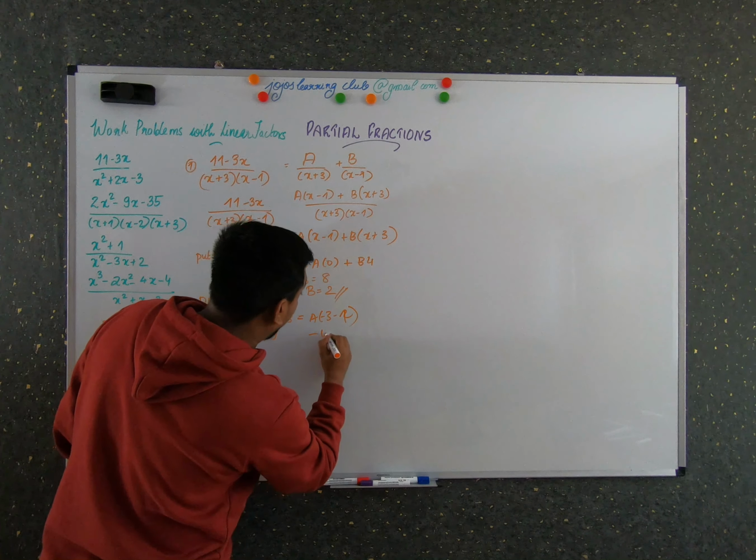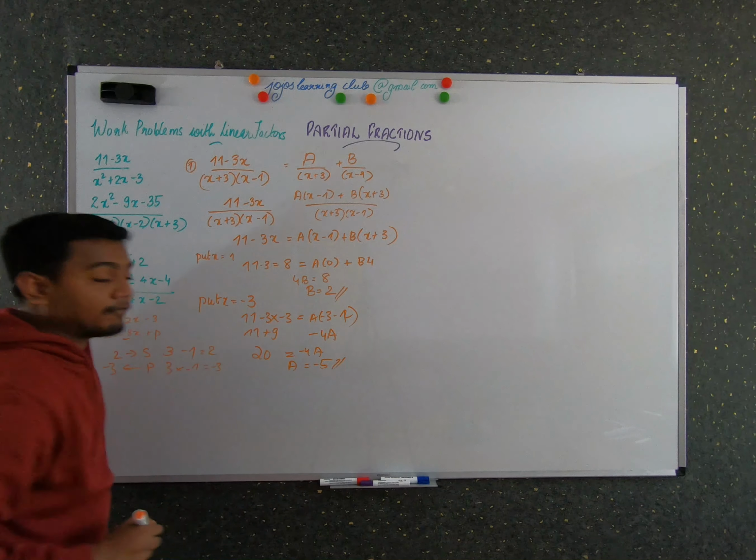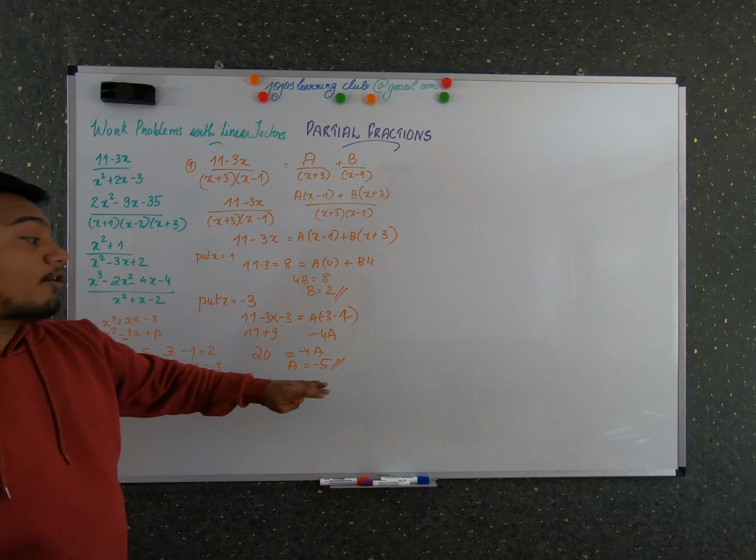If you have any doubts, just repeat the process after you get the answer. When you make the partial fraction, just cross multiply and check whether you get the same as the question. Only then can you make sure that your answer is of the correct form. So 11 plus 9 is 20, positive, and here minus 4A. So what is the value of A? Minus 5. Now you have found the values of A and B.